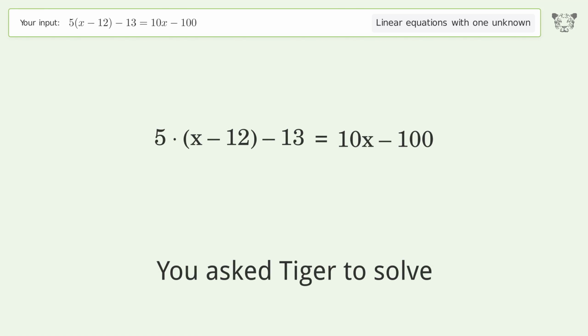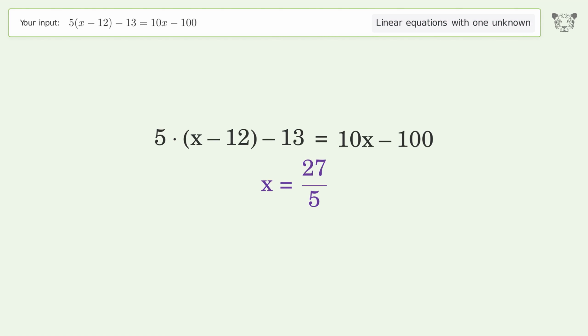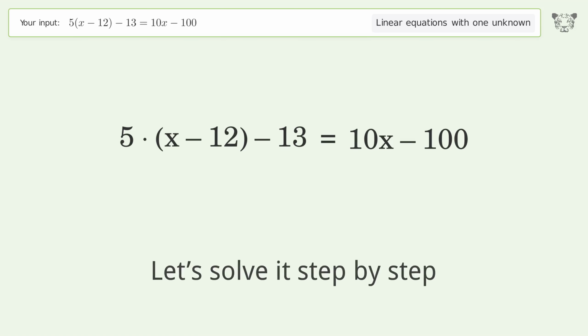You asked Tiger to solve this. This deals with linear equations with one unknown. The final result is x equals 27/5. Let's solve it step by step.